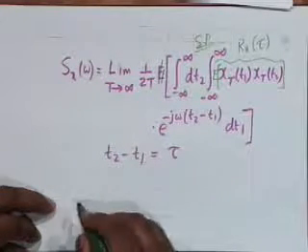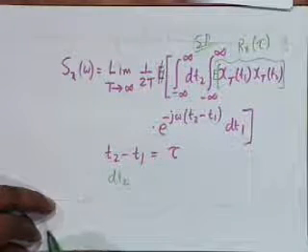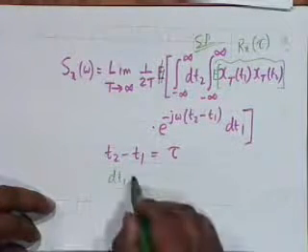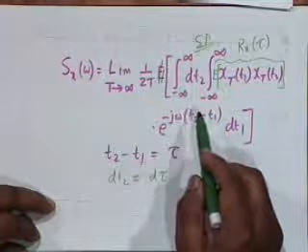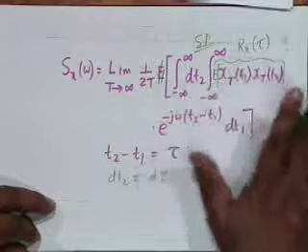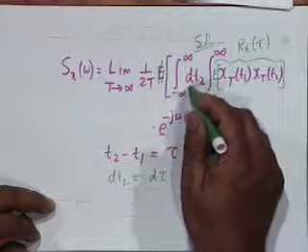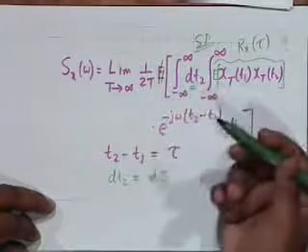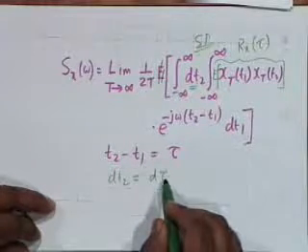And therefore, if T2 minus T1 is equal to tau, then dT2 shall be equal to d tau for the second integral. Isn't that right? For the second integral, first I integrate with respect to T1, then I integrate with respect to T2. When I integrate with respect to T2, obviously T1 is a constant. So dT2 is equal to d tau.